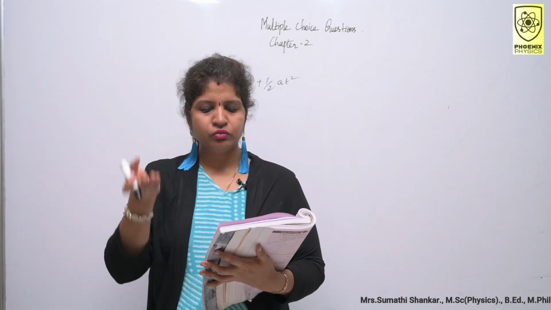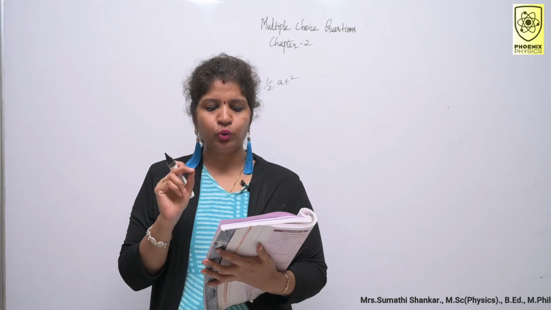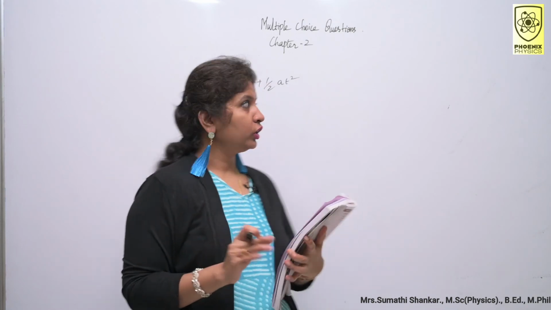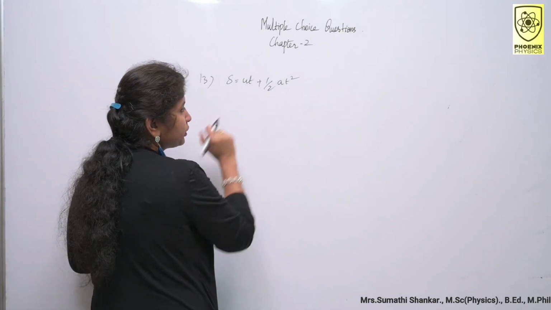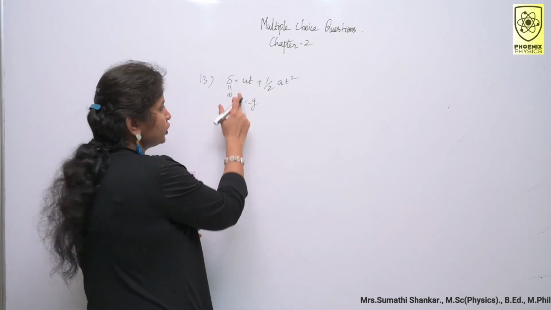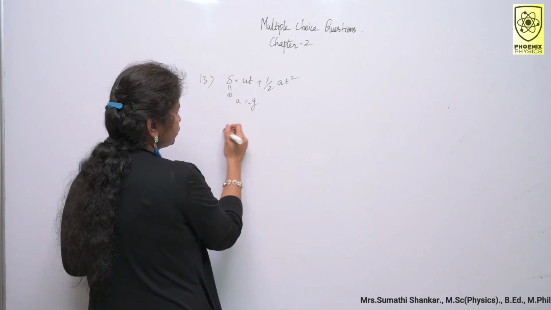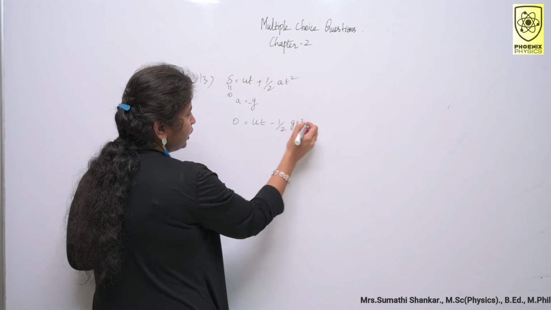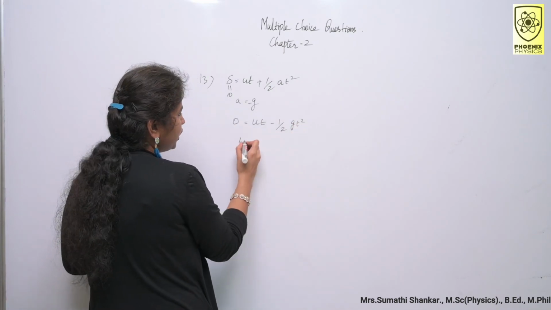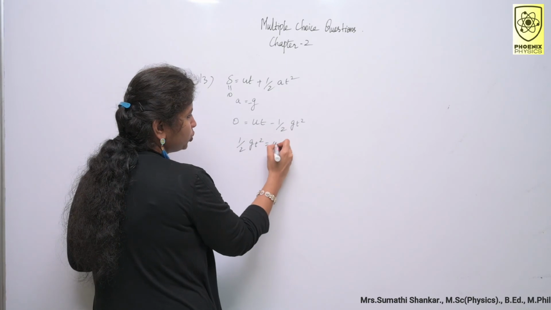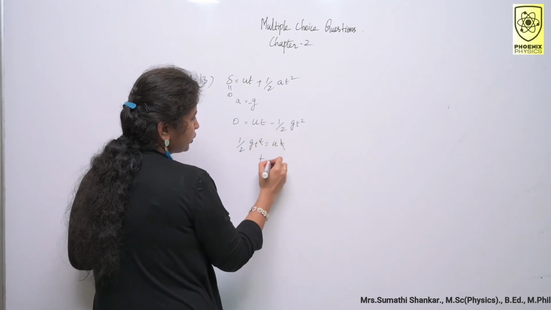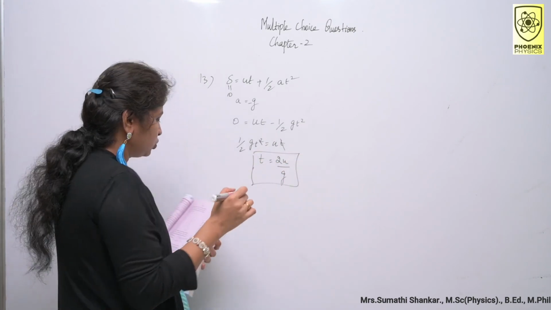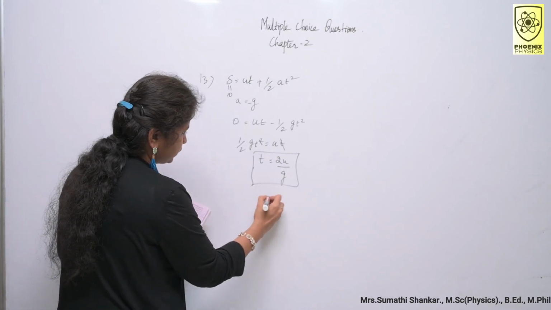Question number 13. If an object is thrown vertically up with an initial speed from the ground, then the time taken by the object to return back to the ground. So the formula is s is equal to ut plus half at square. So s is equal to 0, a is equal to minus g. Substitute in this equation: 0 is equal to ut minus half gt square. Bring this half gt square to the left hand side. Half gt square is equal to ut. Cancel this g. t is equal to 2u divided by g. This is the correct one. So option D is correct.